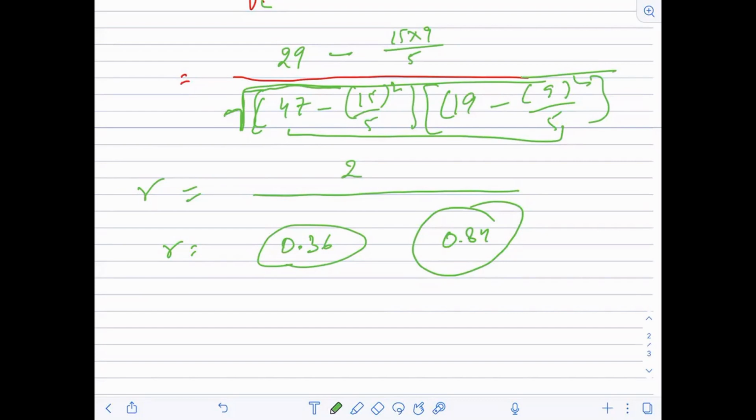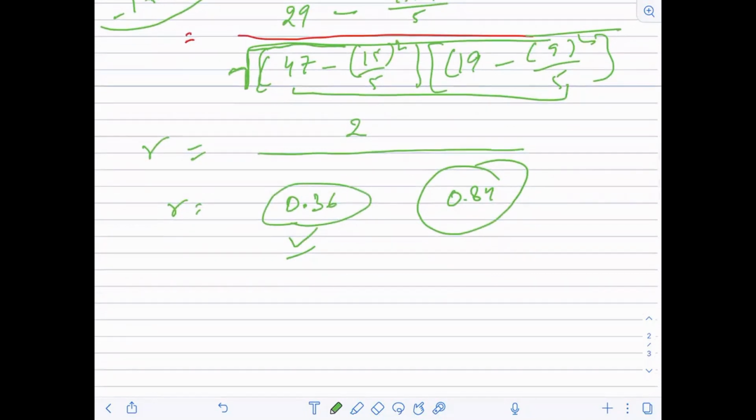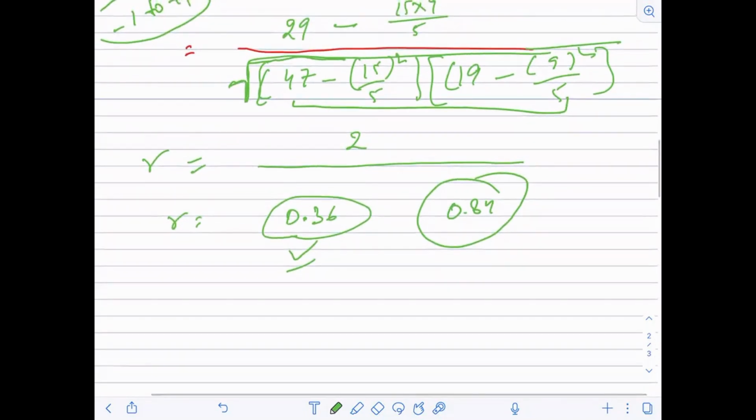Can you hear me? Yes, I can. 1.1 is not possible, because correlation cannot be more than 1. It is between -1 and +1. We should divide 2 by 5.6, and it will be 0.36. But 5.6 is under the square root, I think. Yes. So the answer is 0.84.